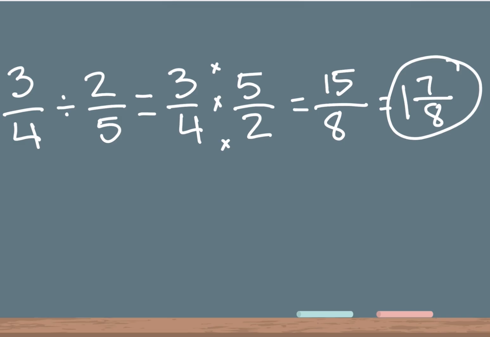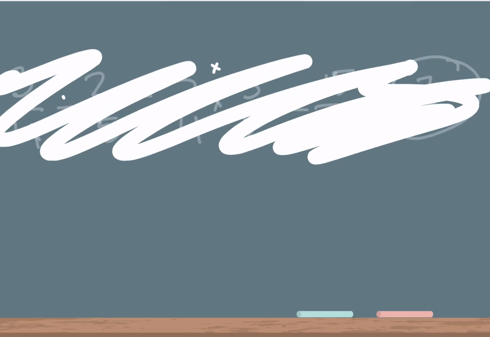Okay, so let's move on to our second problem. I'm going to go ahead and erase this problem. All right, our second problem is 7 over 9 divided by 1 over 3.